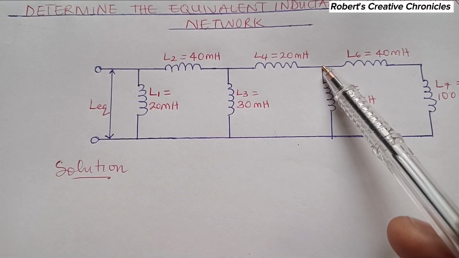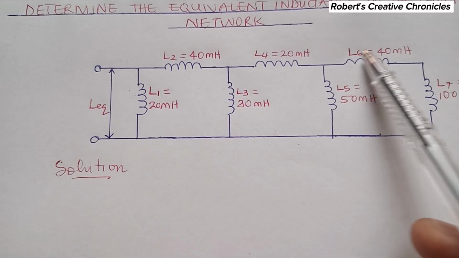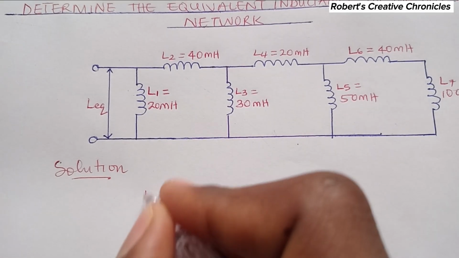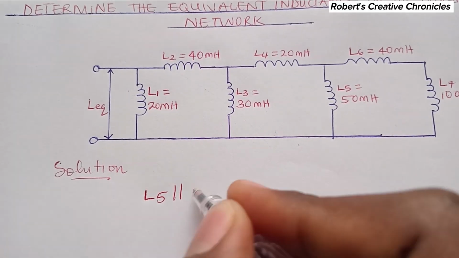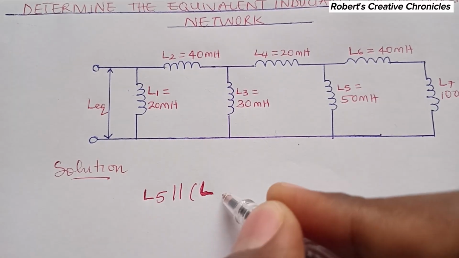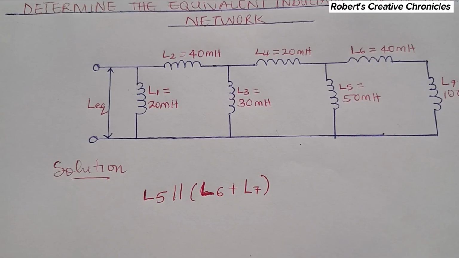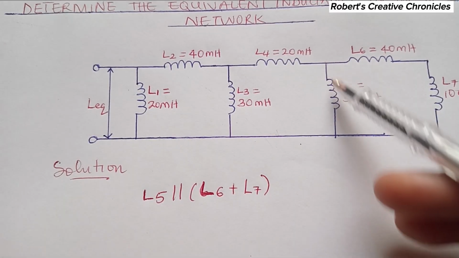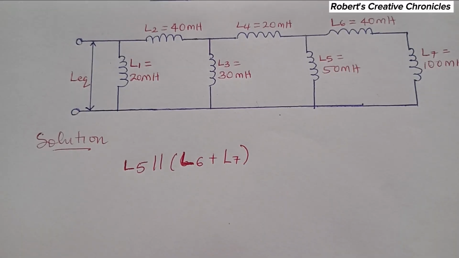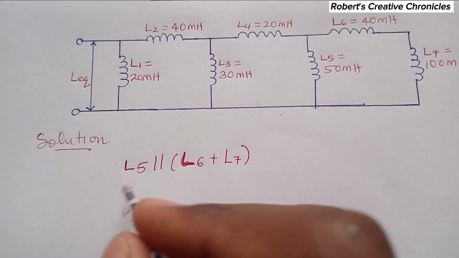So in this one, when the current comes here, a portion will enter here and a portion will enter here. So L5 is in parallel with the sum of L6 and L7, because different amounts of current enter these two branches. Now when two inductors are in parallel, you use the easy method of product over sum.